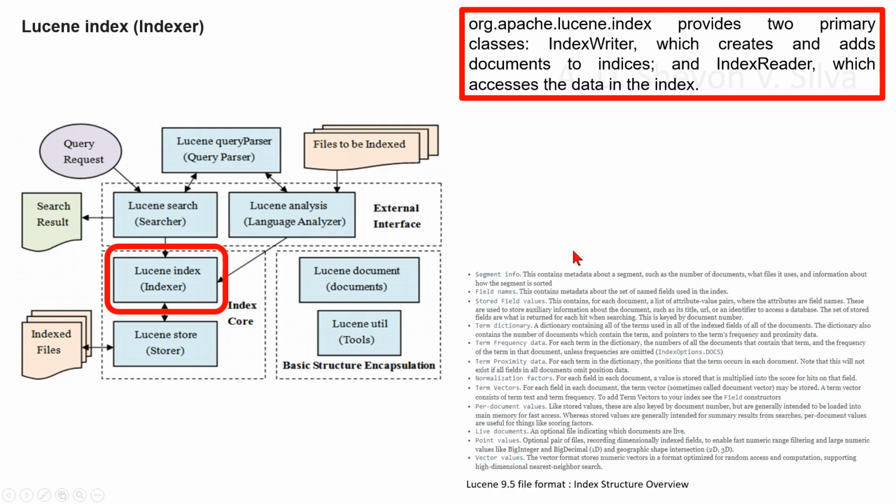Here you can see the Lucene 9.5 file format. Here is the index structure overview in the Lucene 9.5 file format. Each segment index maintains the following. Segment info. This contains metadata about a segment, such as the number of documents, what files it uses, and information about how the segment is stored.